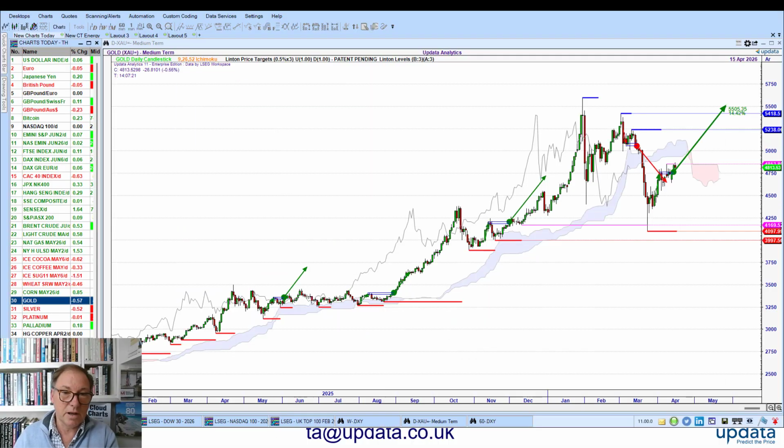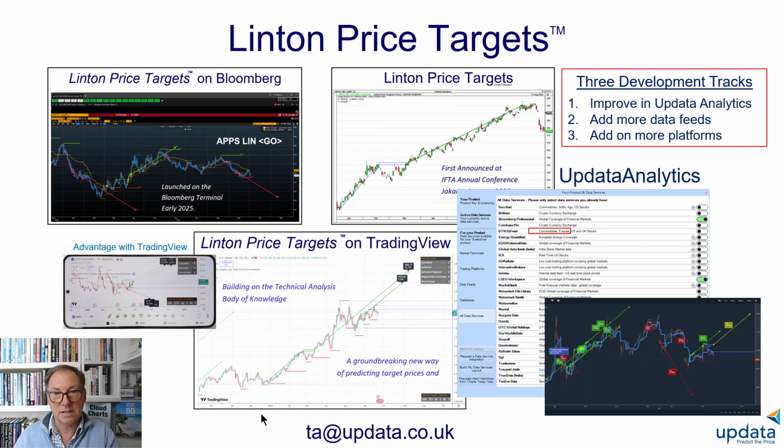But of course, as I mentioned, I use them on Updata. And they're coming on a whole series of new platforms. I'm actually in the US next week, seeing a series of providers that are looking to implement the targets on their platforms. And so it'll be a matter of time before they're more widely available.